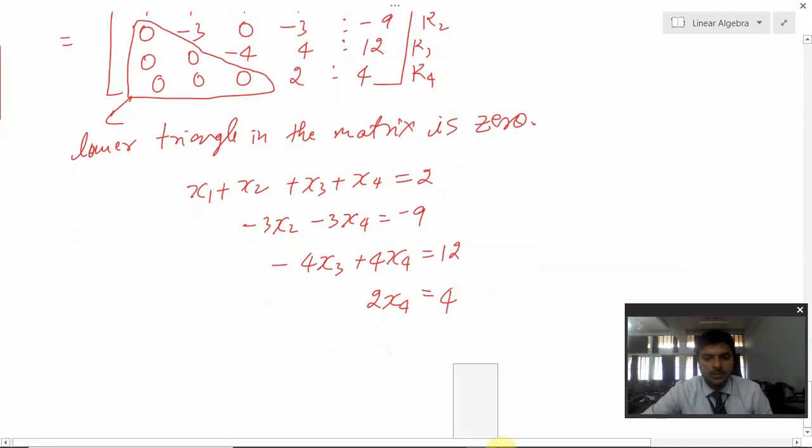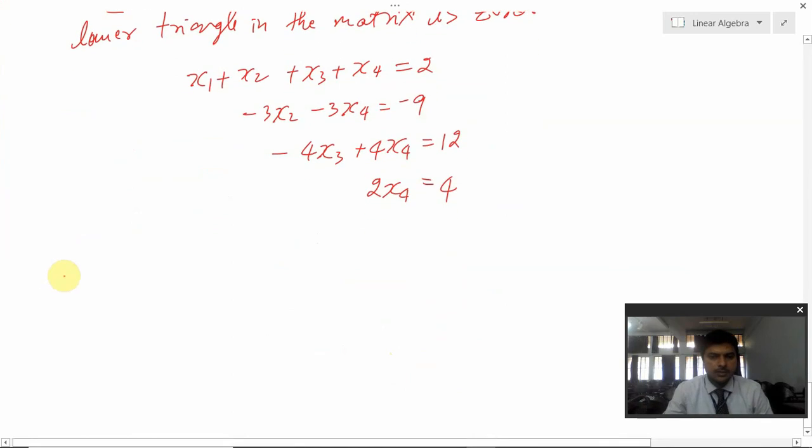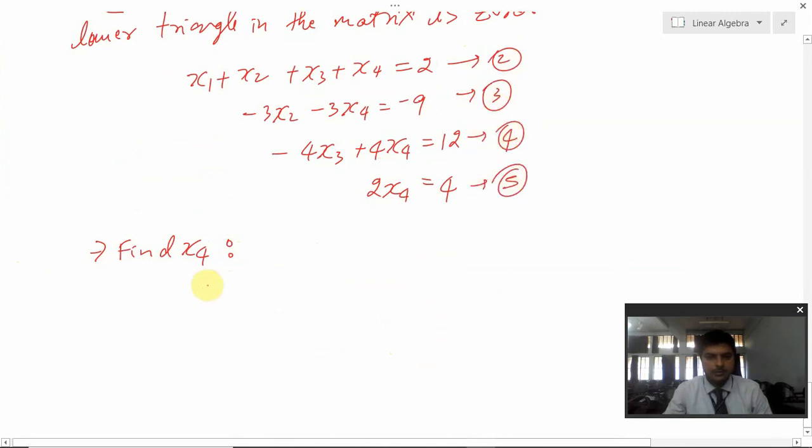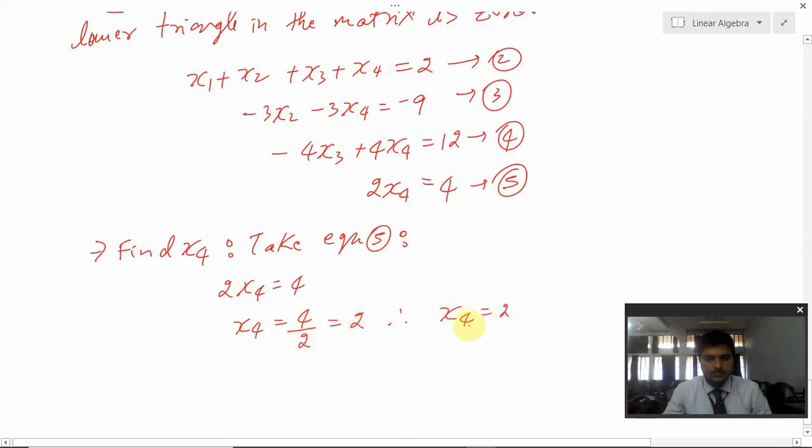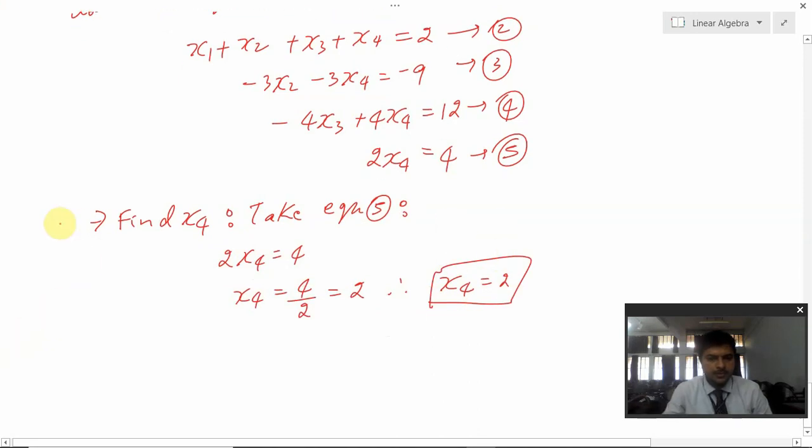So as I told in the method that after solving this, you easily find the value of x4. So how you will find x4? Take this equation 2, 3, 4 and 5. Take equation 5 and solve x4. So this is 2 x4 is equal to 4, x4 is equal to 4 upon 2, which is equal to 2. Therefore x4 is equal to 2. Right, now substitute, put. Now this is first I have found out.